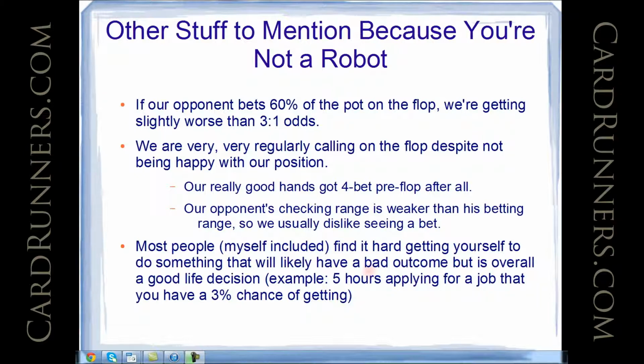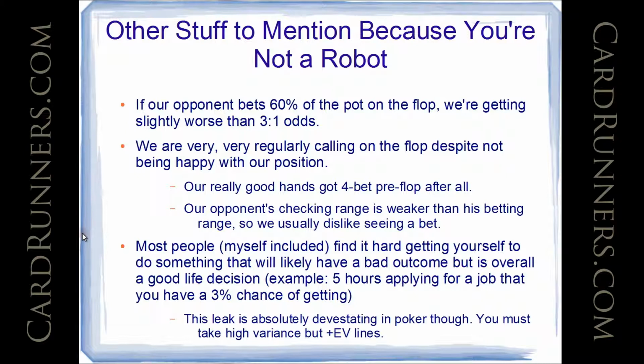So you might force yourself to do it because you know it's a really good life decision, but at the end of the day, it sucks to do something knowing you're probably going to get a bad outcome. Very few people want to do something where they know they're probably going to get a bad outcome. But that leak is absolutely devastating in poker. You have to take high variance but plus EV lines, so you have to make the right decision even though the outcome is probably going to be bad. And we're going to be doing that nonstop in this video.